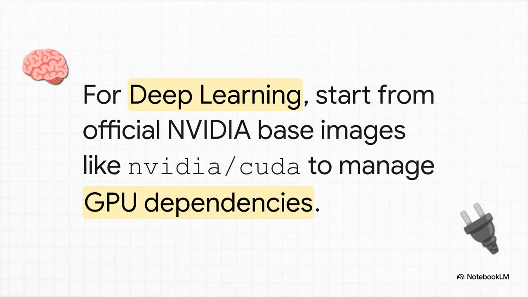And for all you deep learning folks, this one is for you. If your model needs a GPU to run, please, I am begging you, do not try to manually install all the CUDA drivers inside your container. It is a world of pain. Just start your Dockerfile from one of the official NVIDIA base images, like nvidia/cuda. They have done all the incredibly hard work for you, making sure everything is perfectly compatible. This will save you days of frustration.